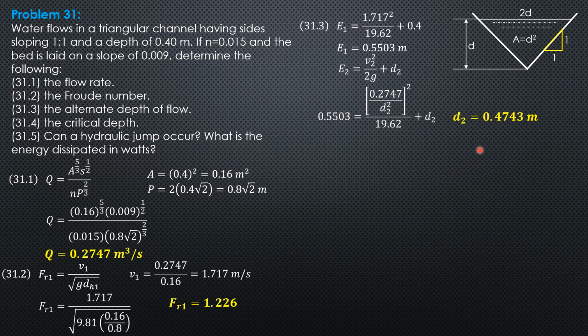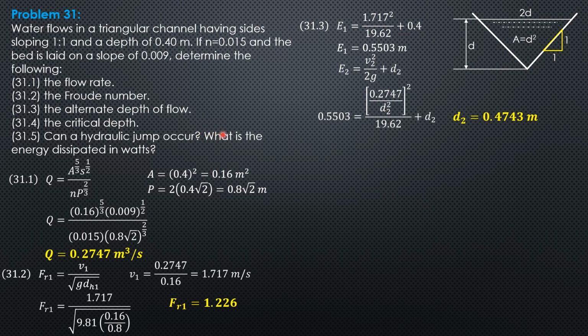Next, the jump is very small because from 0.4 it becomes 0.4743. So expect also a very small head loss, because the Froude number is very close to 1 also at section 1. So next is the critical depth.